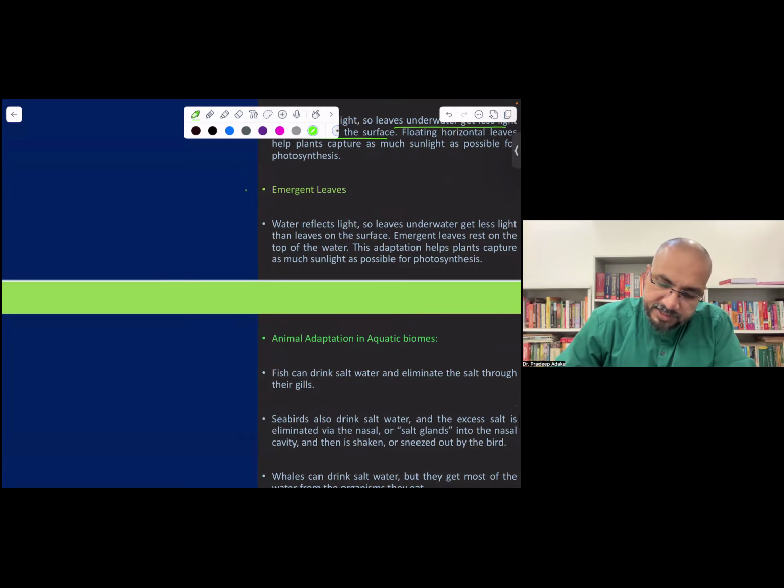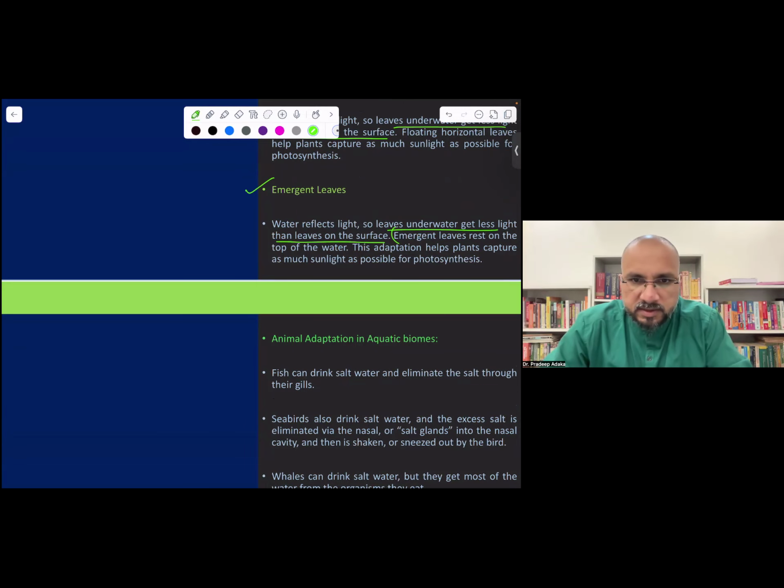Then we have emergent leaves. So leaves underwater get less light than the leaves on the surface. So emergent leaves, the leaves which are on the surface of the water, like in the case of lotus, they rest on the top of the water. This helps them to capture maximum light.